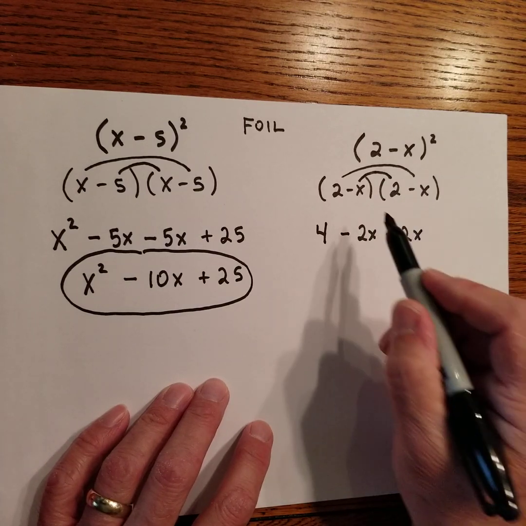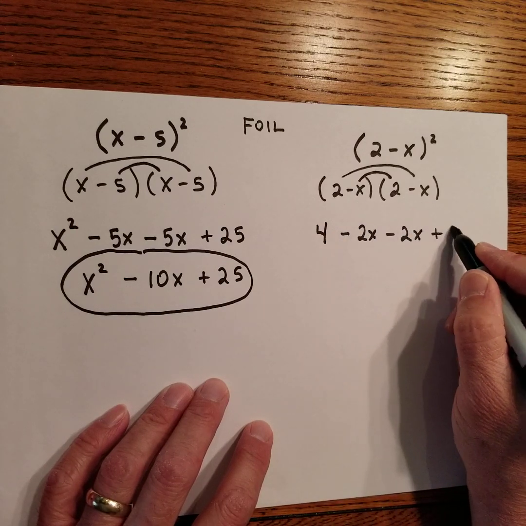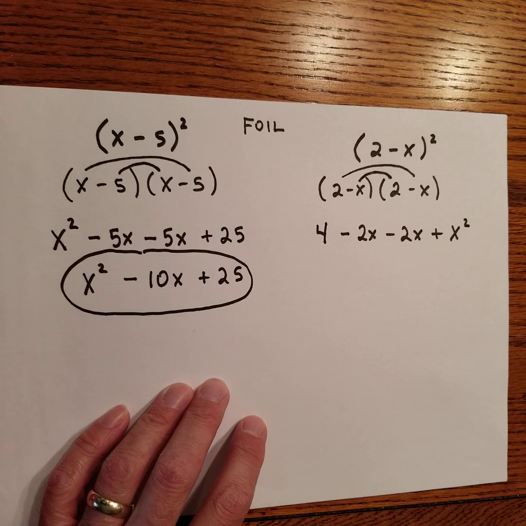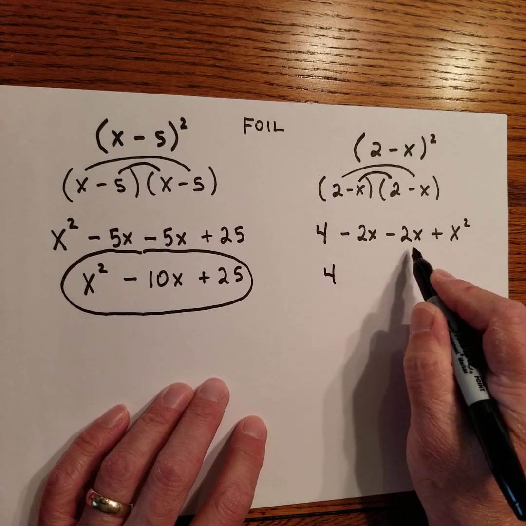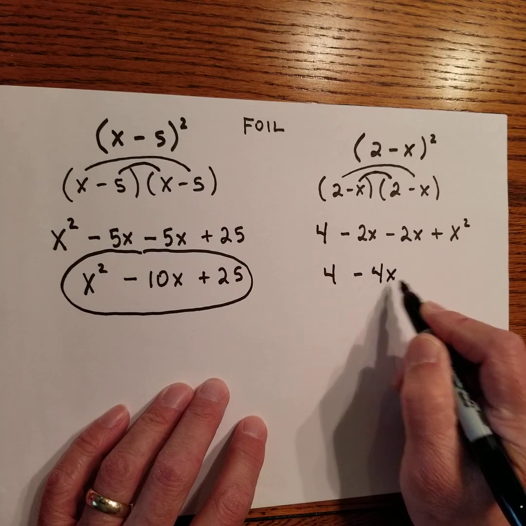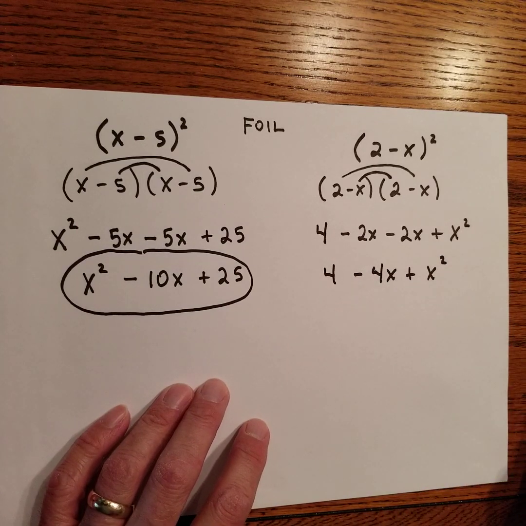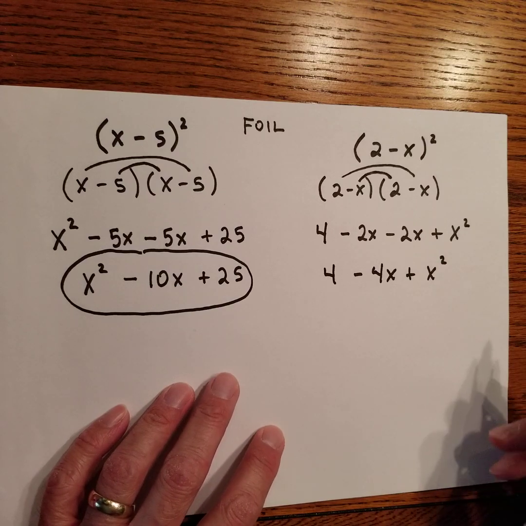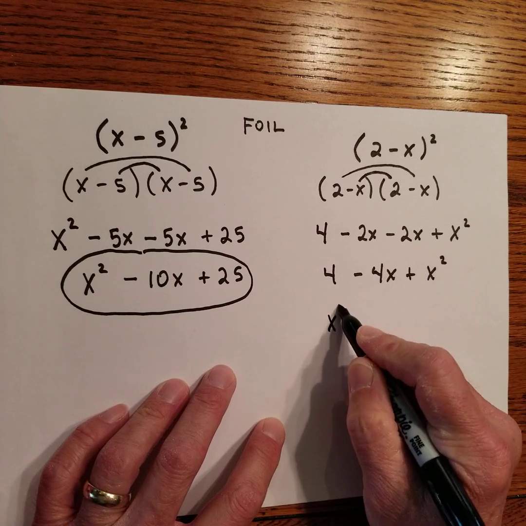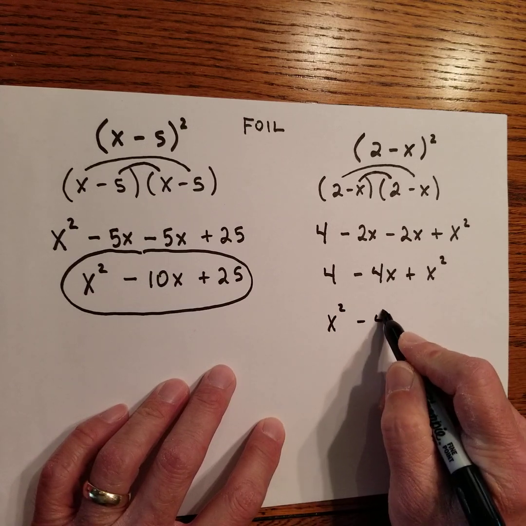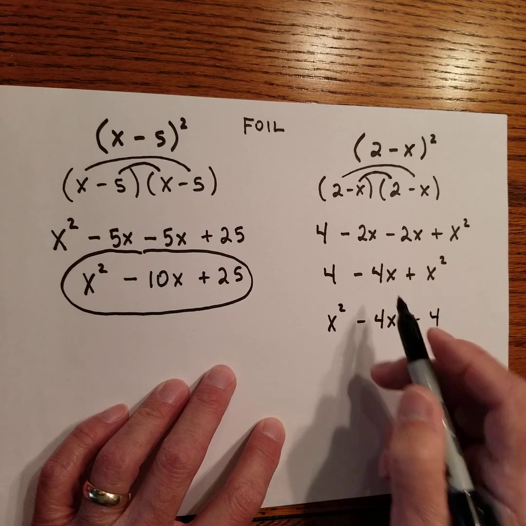And when I multiply the lasts, a negative times a negative is a positive. We'll put together the like terms. Negative 2x and negative 2x is negative 4x. And then if you like, we can put it in the order of descending value of the exponents. We like the x squared first, then the minus 4x, and put this positive 4 on the end.